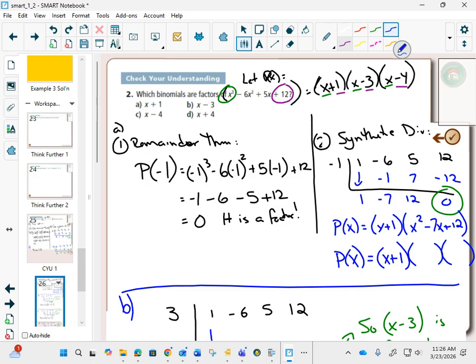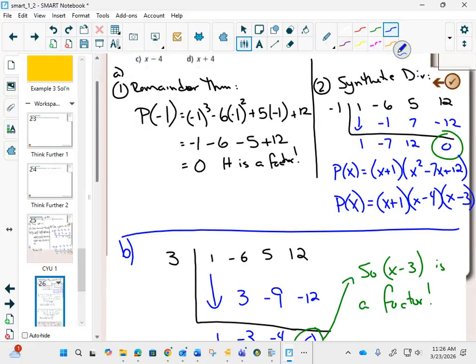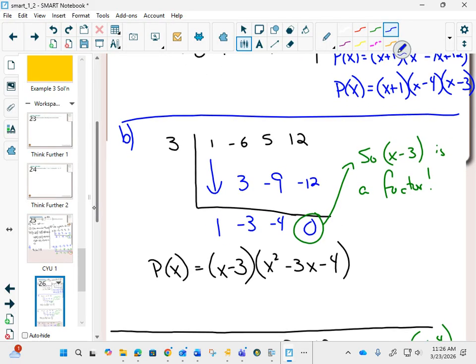X squared minus 7x plus 12. Would you agree that it has to be x and x? And what are my last numbers going to be that make 12 so that my outside and inside make minus 7? Minus 4 and minus 3. Does that match up? It does. We could have found all the factors if we would have just written the division statement and then kept factoring. Check out the second one. We left space for the second one.